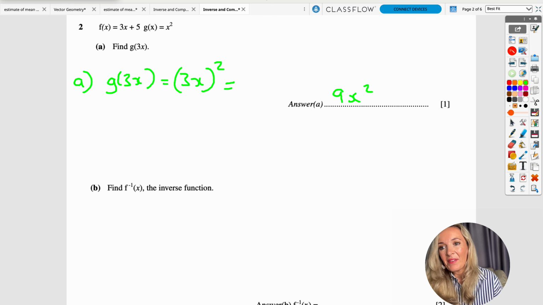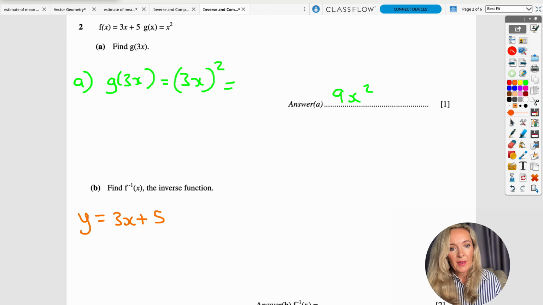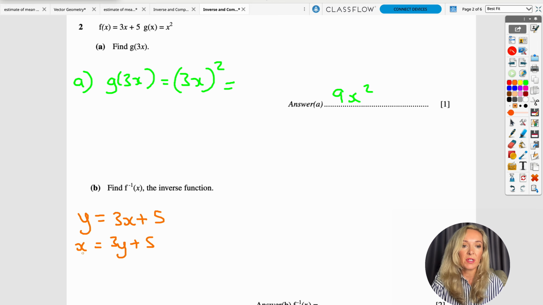Now moving on, we haven't had one of these yet. So with the inverse function, it's the inverse function of f. So I'm going to write f as y equals first. Second step that we always do is we swap x and y. And then the next step is we have to make y the subject. So we're basically reversing the function.